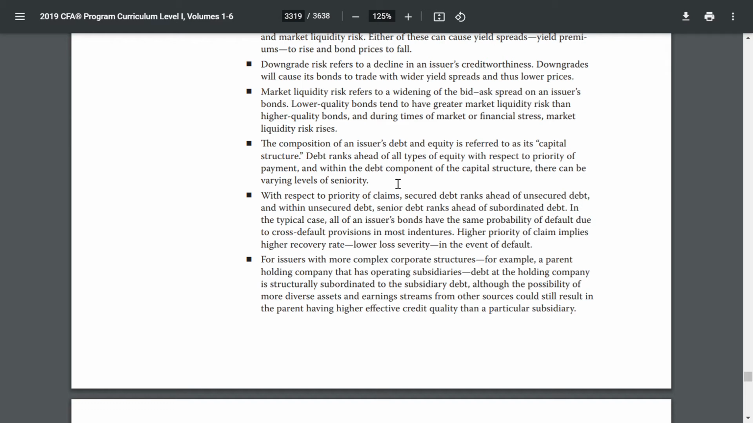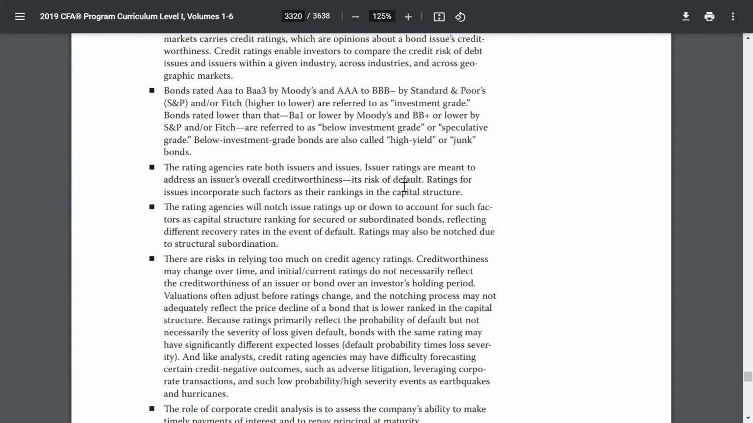For issuers with more complex corporate structures, for example, a parent holding company that has operating subsidiaries, debt at the holding company is structurally subordinate to the subsidiaries' debt. Although, the possibility of more diverse assets and earnings streams from the subsidiaries could still result in the parent having higher effective credit quality than a particular subsidiary.